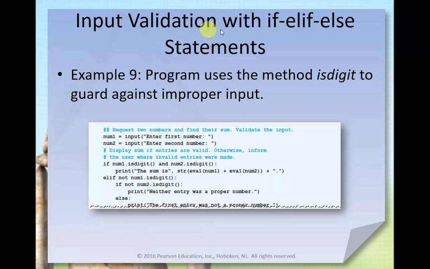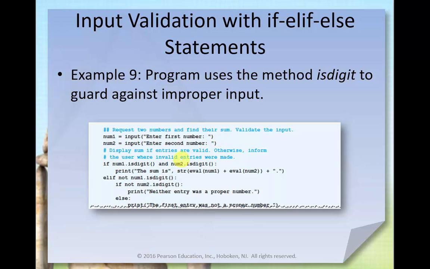Okay, this is using input validation. This is an is-digit scenario. So we're going to use is-digit to guard against improper input. So we're going to ask somebody to enter a number and then enter a second number. People do strange things sometimes. They might hit the wrong key or just be messing around with the program, and they might put in a letter instead of a number.